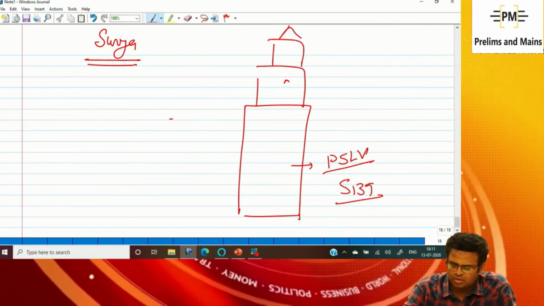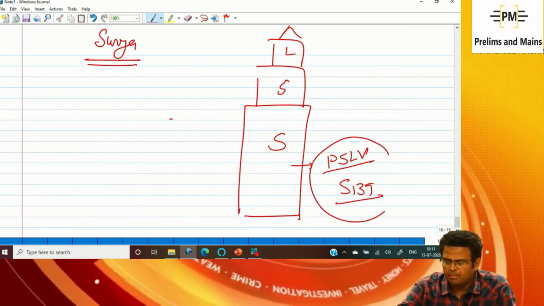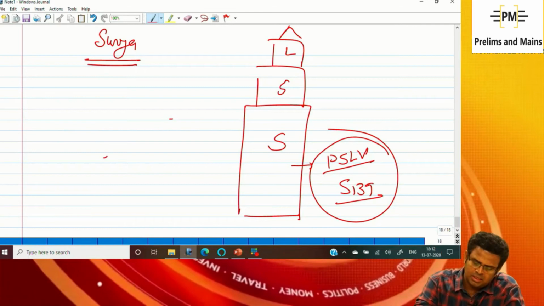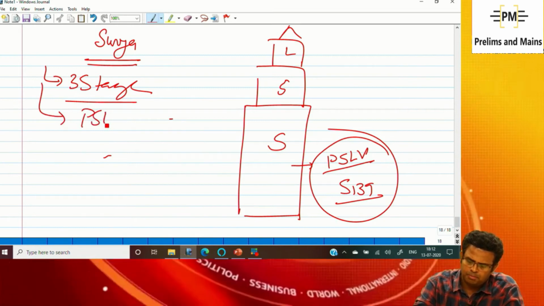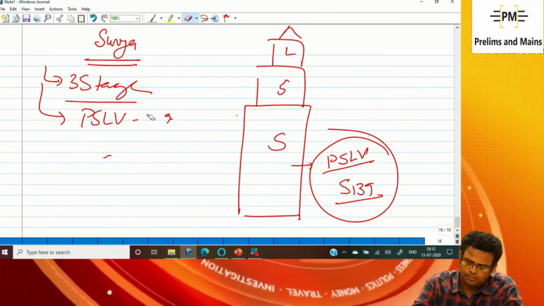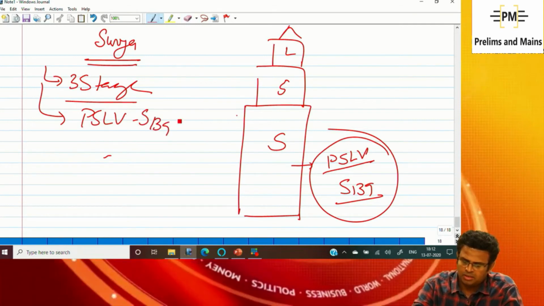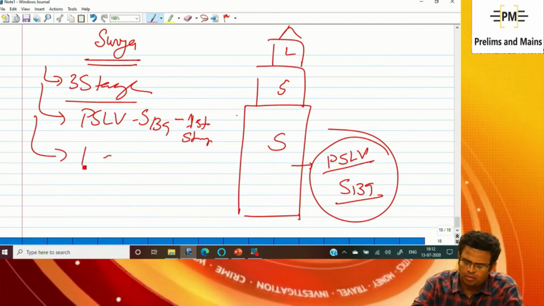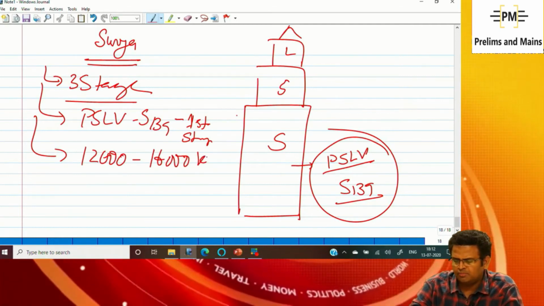So here it is solid, solid, and the third stage is liquid. In the Surya, I said that the first stage utilizes PSLV S139, and thereafter the three stages. Surya has three stages, but the first stage is of what? PSLV S139. It is in the first stage, and its range is from 12,000 to 16,000 kilometers.